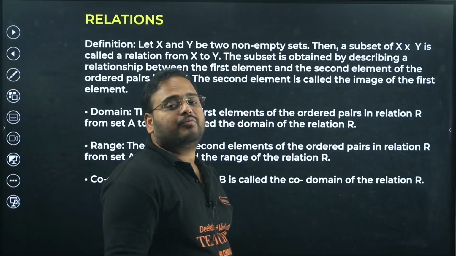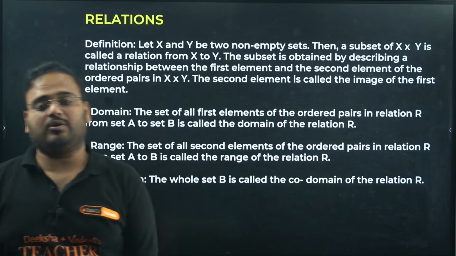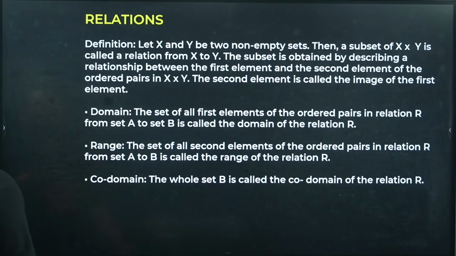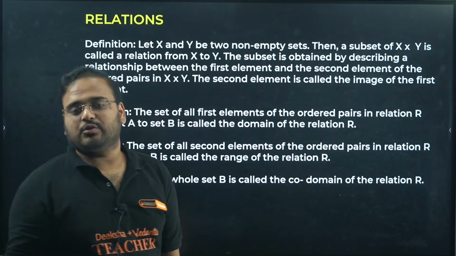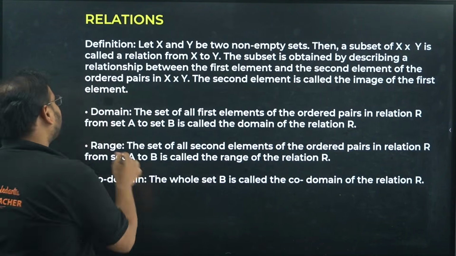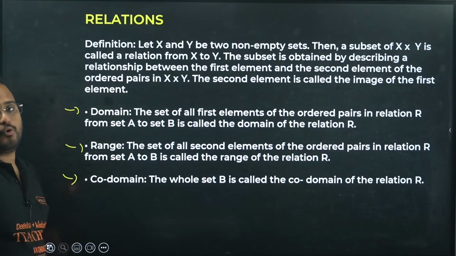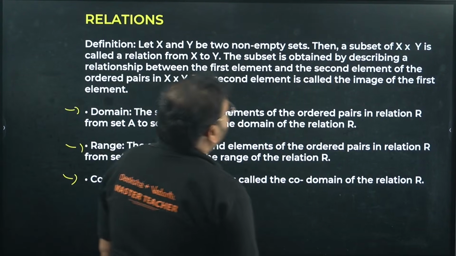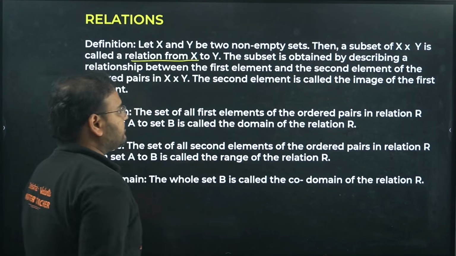Next, relations. Now we are getting into, first we were dealing with Cartesian product of two sets, means still we are dealing with sets only, but now we get into relations and functions part. Okay, definition. Let X and Y be two non-empty sets. Of course, to define relation or function, we need sets, because we're going to call one of them domain, range, and later also codomain. Then X and Y are two non-empty sets. Then subset of X cross Y is called a relation from X to Y.